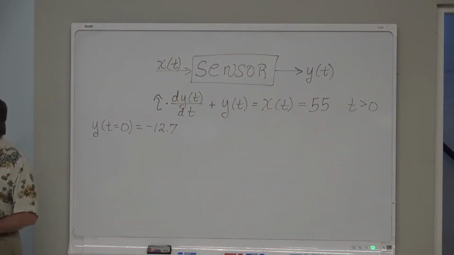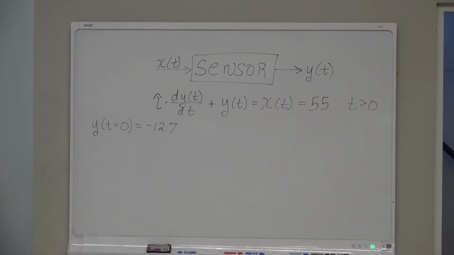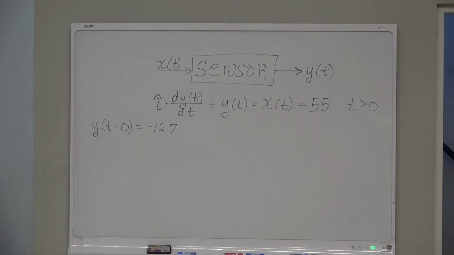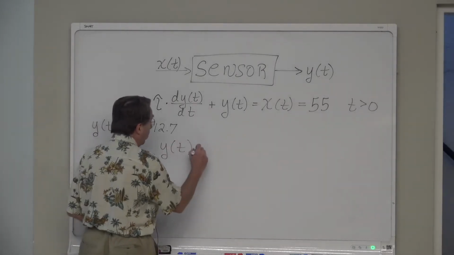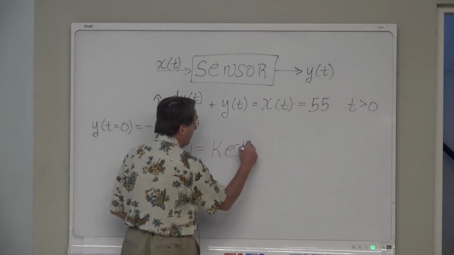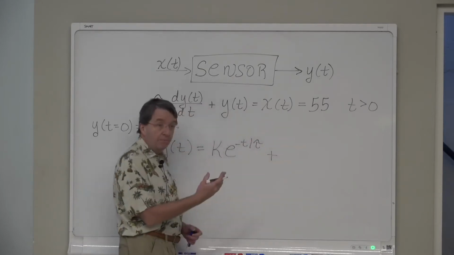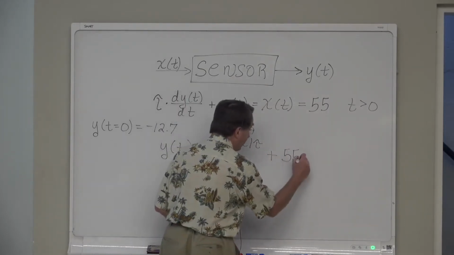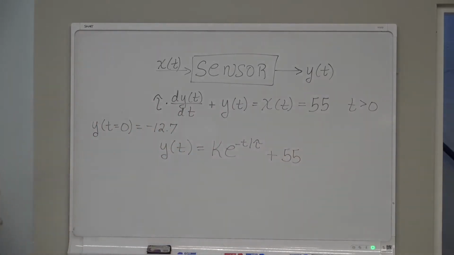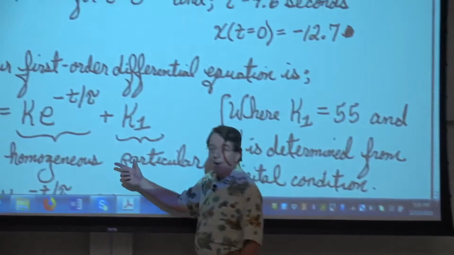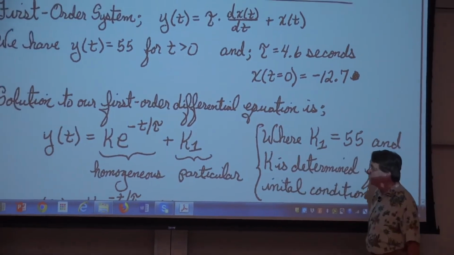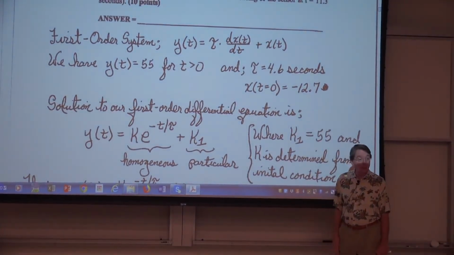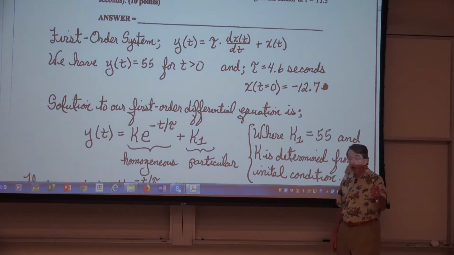Now, the solution to our first-order differential equation, and here I use the correct notation. Right underneath where it says solution to our first-order differential equation, there I use the right notation. The output y of t is k e to the minus t over tau plus the input if it's a constant. In that case, it's 55 because our input is a constant. So if I could just go back over here to the screen, we now have the equation in correct notation. Y of t is k e to the minus t over tau plus the input, the right-hand side, the particular solution. Am I doing okay?